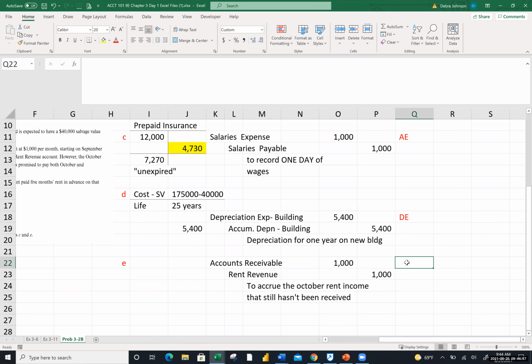Okay, has the cash changed hands? The answer is no. They haven't given us the cash yet. So by default, it's an accrual. I know it's an accrual because no cash has changed hands. Then your next choice: is it accrued revenue or an accrued expense? In this case, it's an accrued revenue.